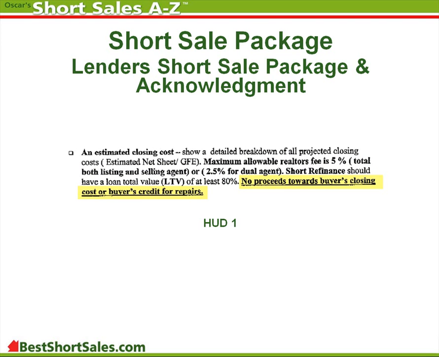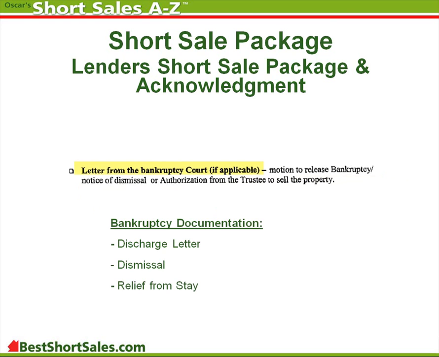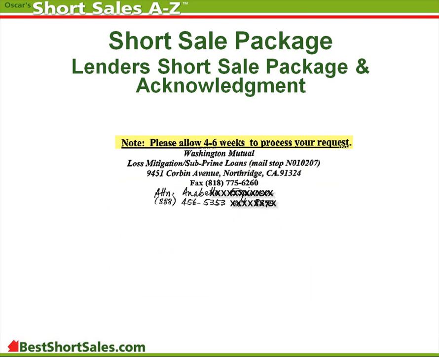This is typical. If there is a bankruptcy, the creditor will need to see documentation of discharge, dismissal, or relief from stay. Some creditors will not start a short sale until there is a relief from stay. In this case, this bank will take 4 to 6 weeks to process a decision. The last requirement is that they want the short sale package to be mailed.